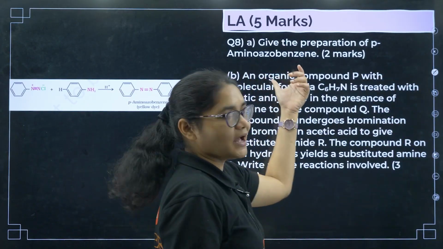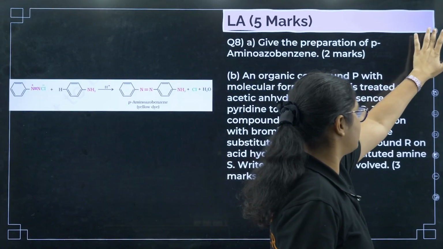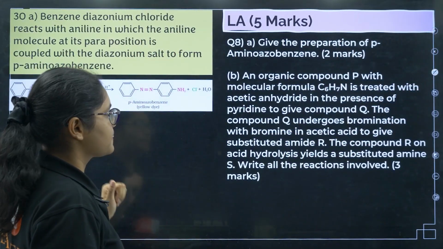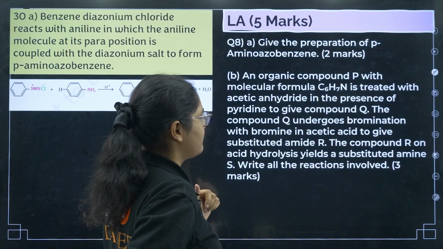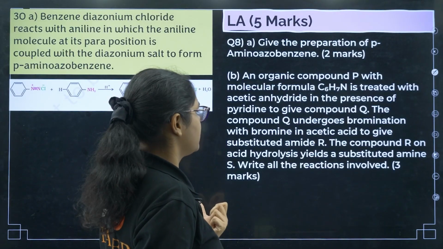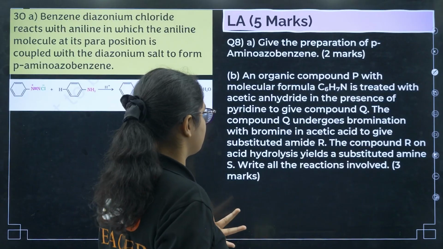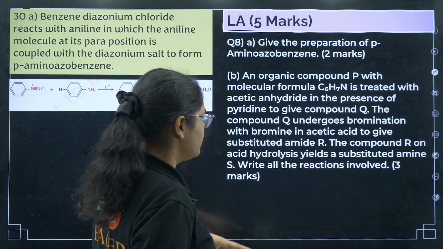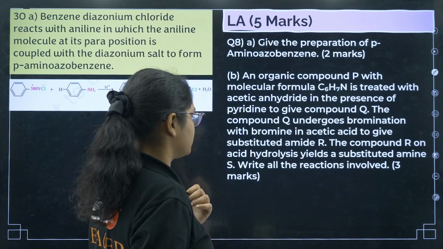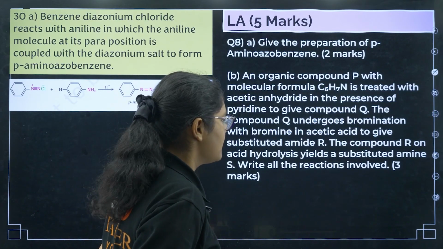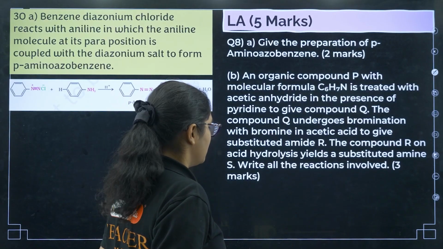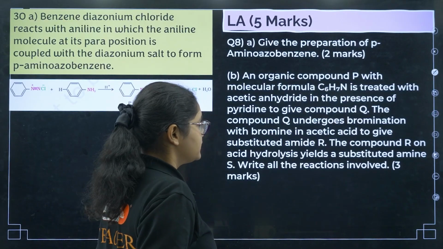Next, para-aminoazobenzene. We have already seen para-hydroxyazobenzene. Very similar to that is para-aminoazobenzene. Next, we have a question here. An organic compound P with molecular formula C6H7N is treated with acetic anhydride in the presence of pyridine to give compound Q. The compound Q undergoes bromination with bromine and acetic acid to give a substituted amide R. The compound R on acid hydrolysis yields a substituted amine S. Write all the reactions involved.